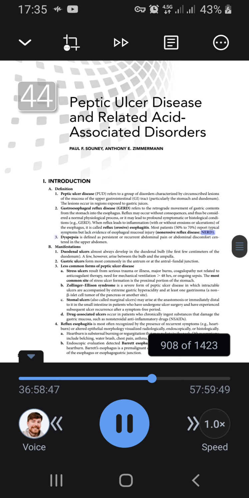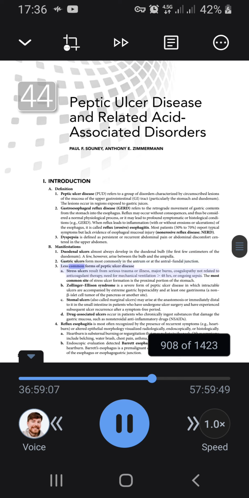3. Dyspepsia is defined as persistent or recurrent abdominal pain or abdominal discomfort centered in the upper abdomen. B. Manifestations. 1. Duodenal ulcers almost always develop in the duodenal bulb, the first few centimeters of the duodenum. A few, however, arise between the bulb and the ampulla. 2. Gastric ulcers form most commonly in the antrum or at the antral fundal junction.